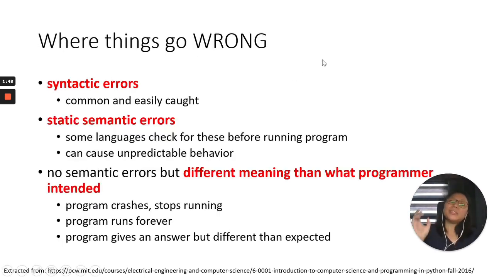So where things go wrong, where are the errors? We have syntactic errors. These are common and easily caught. We can see them when we run the program or compile it, if it's a compiled program. Static semantic errors, some languages check this, but some don't. But it's something that we can trace and look into.